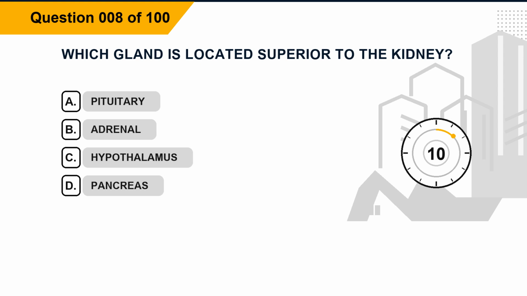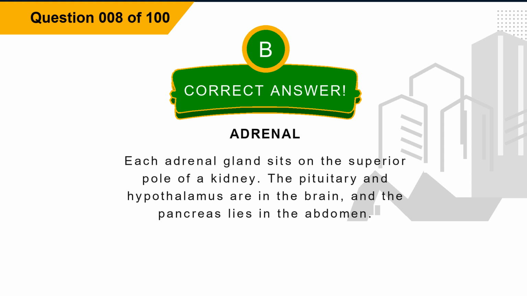Question 8. Which gland is located superior to the kidney? Option A, pituitary. Option B, adrenal. Option C, hypothalamus. Option D, pancreas. The correct answer is option B, adrenal. Explanation. Each adrenal gland sits on the superior pole of a kidney. The pituitary and hypothalamus are in the brain, and the pancreas lies in the abdomen.